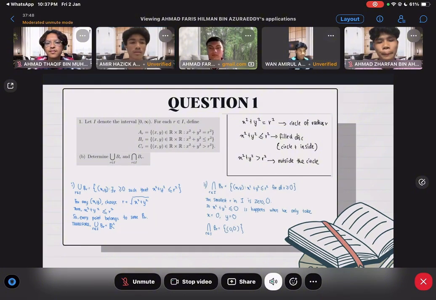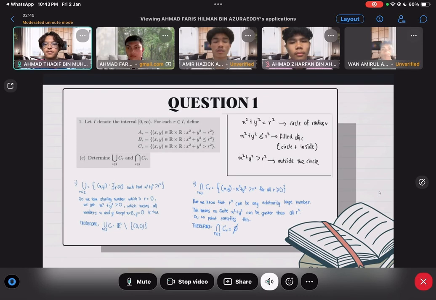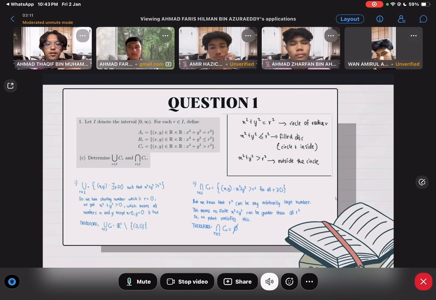And let's move on to question 1c, the set C_r. For the union over r in I of C_r, it is the set of (x, y) such that there exists r greater than or equal to 0 such that x squared plus y squared is greater than r squared. We take the starting value r equal to 0. We get x squared plus y squared greater than 0, which is true for all x and y except x equal to 0 and y equal to 0. Therefore, the union of C_r equals R squared minus the set {(0, 0)}.